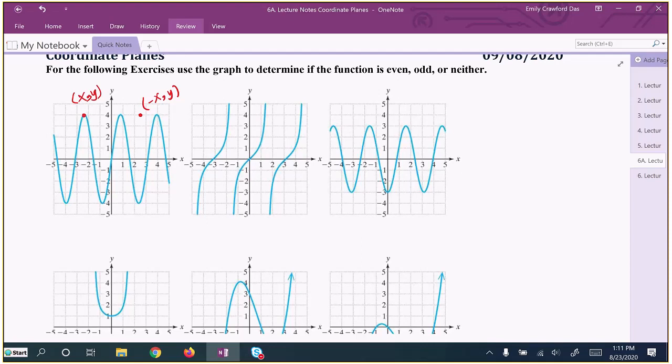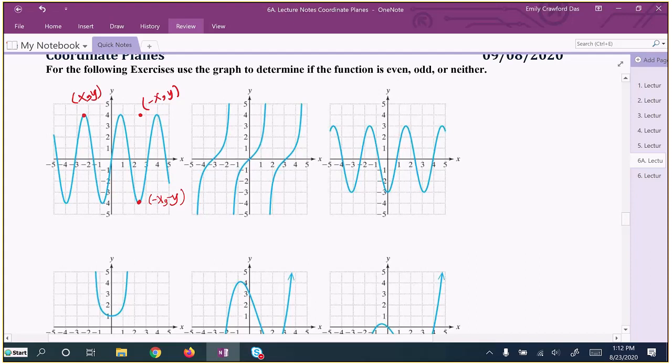If I want to know if it's odd, I'm looking for symmetry with respect to the origin. That might be a little bit more difficult to see visually, but I can do the same kind of checking. Now for this point (x, y), my question is, do I get the point (-x, -y)? So (-x, -y) would have the same x value, but I'd go down here, and I find that that is on my graph. So this is a good sign.